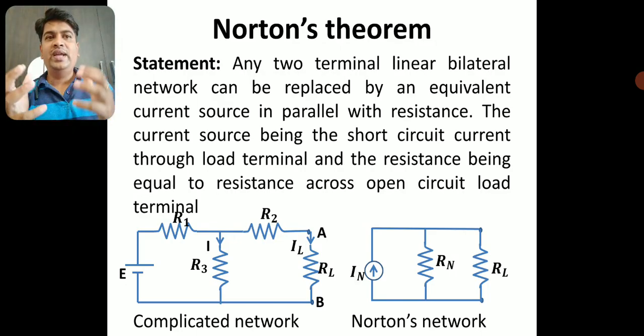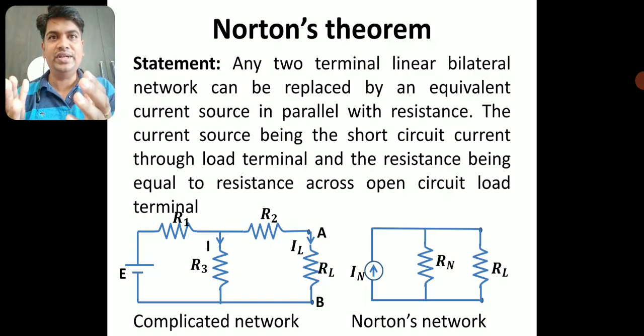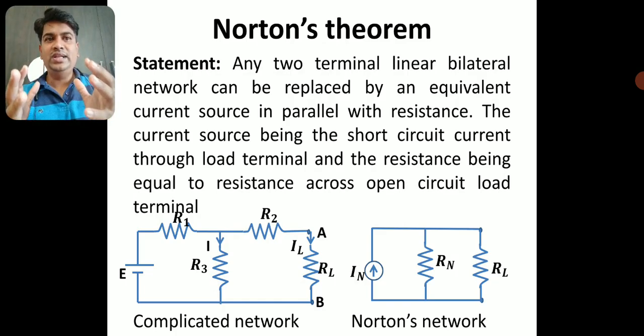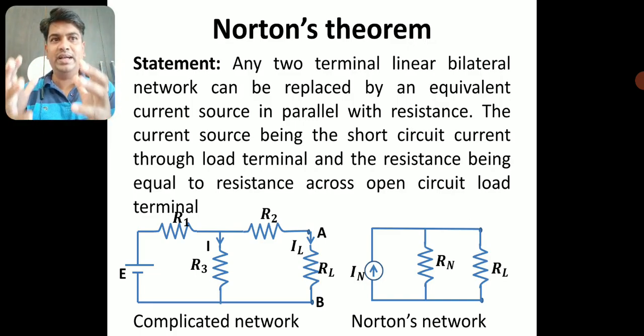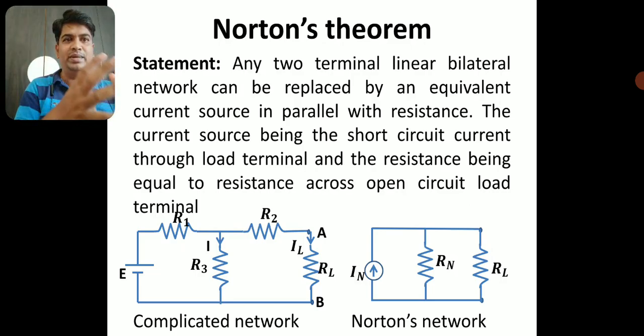Okay. So, any two-terminal linear bilateral network. I have taken a linear bilateral network which I am calling a complicated network. The diagram on the left hand side is the two-terminal linear bilateral network. Two terminal in the sense A and B are the two terminals to which I have connected the load resistance. Now this linear bilateral network can be replaced by an equivalent network. I can replace this complex linear bilateral network with a simple network.